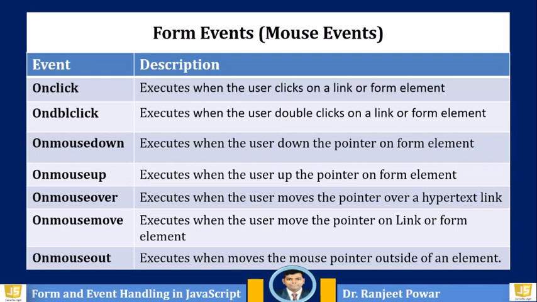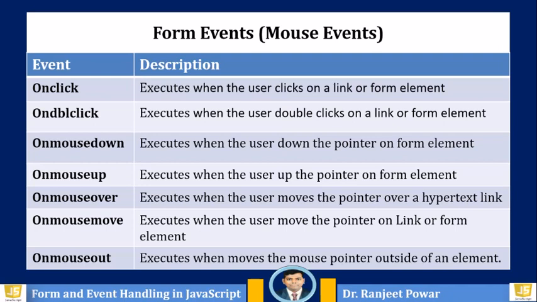The next events are mouse events. The click event occurs when the user clicks on an element on the web page. Often these are form elements and links. You can handle a click event with the onClick event handler. The double click event occurs when the user double clicks on an element on a web page, and you can handle this event by using the onDoubleClick event handler.